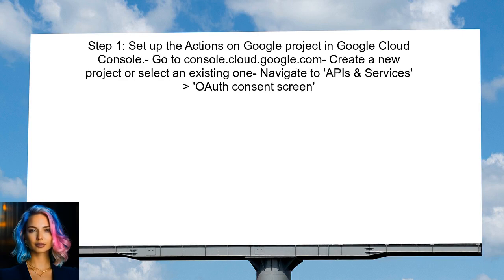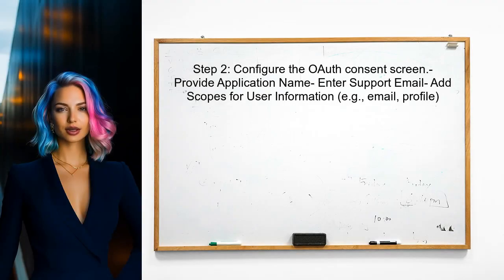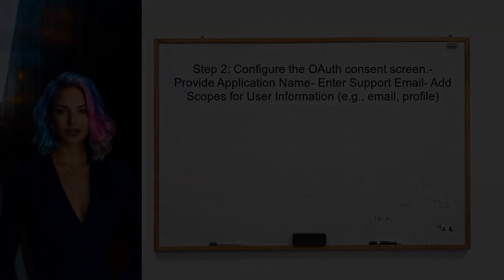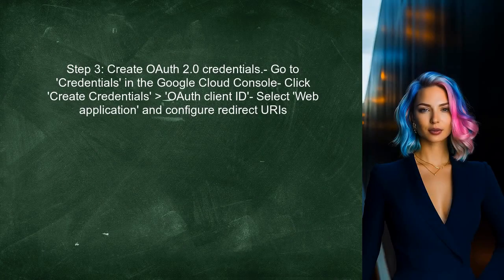To begin the authentication process with just a Google account, the user needs to set up the Actions on Google project in the Google Cloud Console. This is where they will configure the OAuth consent screen. Next, the user should configure the OAuth consent screen. They need to provide the application name, support email, and any necessary scopes for accessing user information. After setting up the consent screen, the user must create OAuth 2.0 credentials. This will generate a client ID and client secret that are essential for the authentication process.